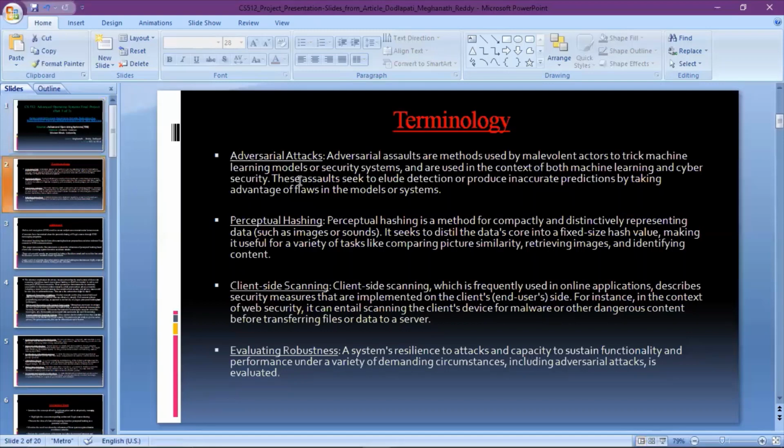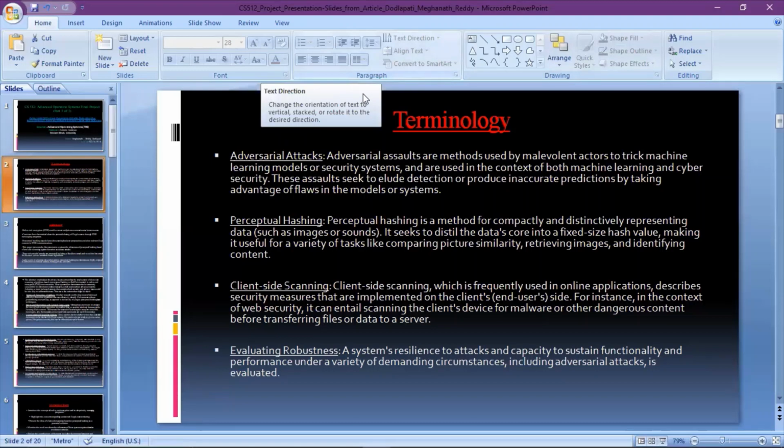Coming to the basic terminology of the presentation, adversarial attacks. In the context of machine learning and cybersecurity, adversarial attacks refer to techniques where malicious actors manipulate data inputs to deceive machine learning models or security systems. These attacks aim to exploit vulnerabilities in models or systems to make incorrect predictions or evade detection.